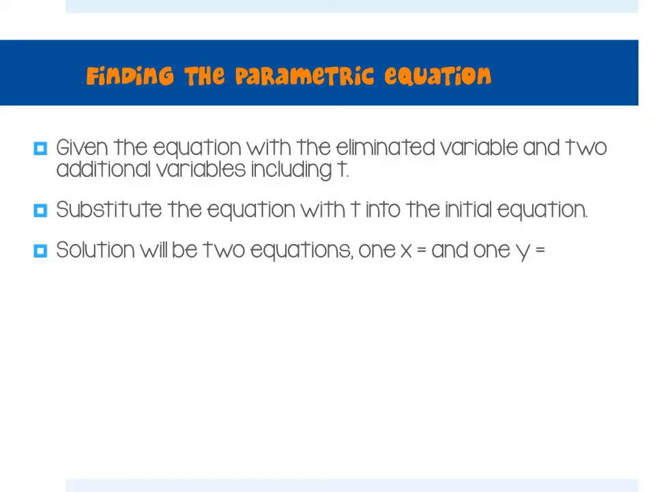Third part is finding the parametric equation. So what happens if I give you two equations? One's going to have a t in it, one's not. And your result needs to be a system of equations that both have t. So you need an x equals and a y equals.